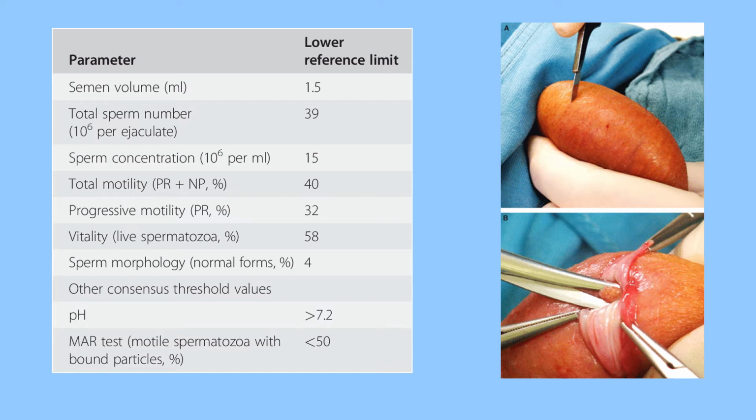So here are some pictures referencing the male testing. On the left-hand side, that's just going to be a semen analysis report. When they look at the semen, they're going to look at the total sperm number. They're also going to look at the motility of the sperm, the vitality, and also the pH. And then on the right, that is just a testicular biopsy being performed.